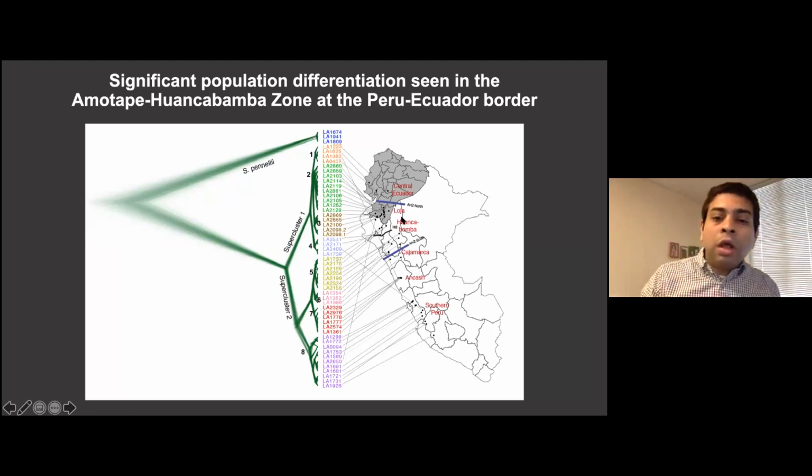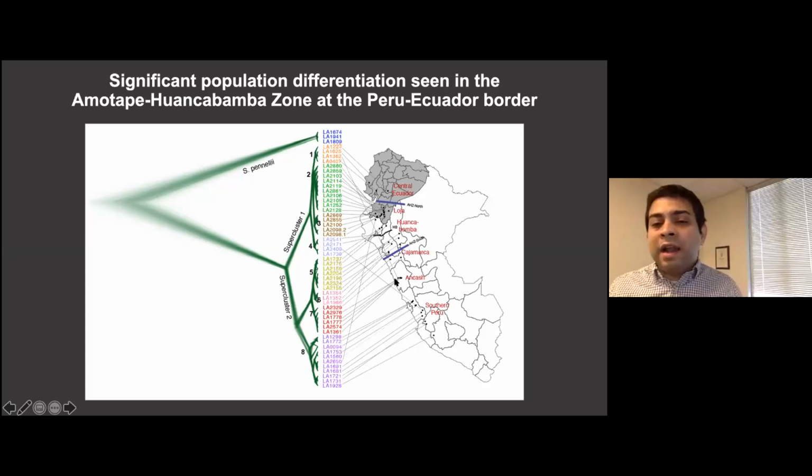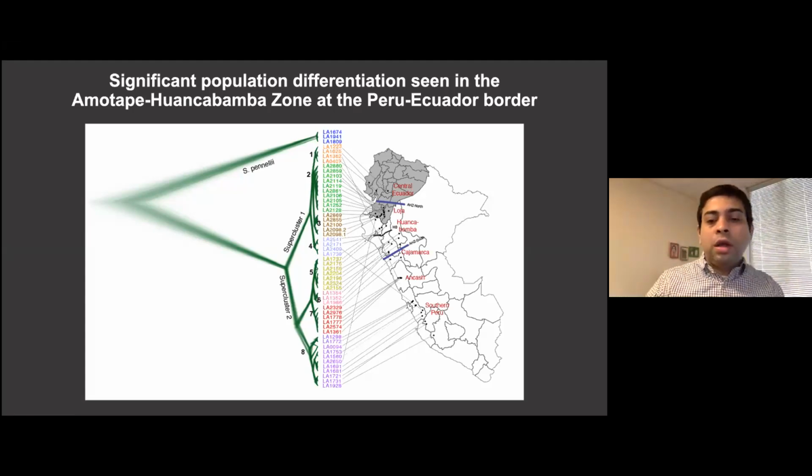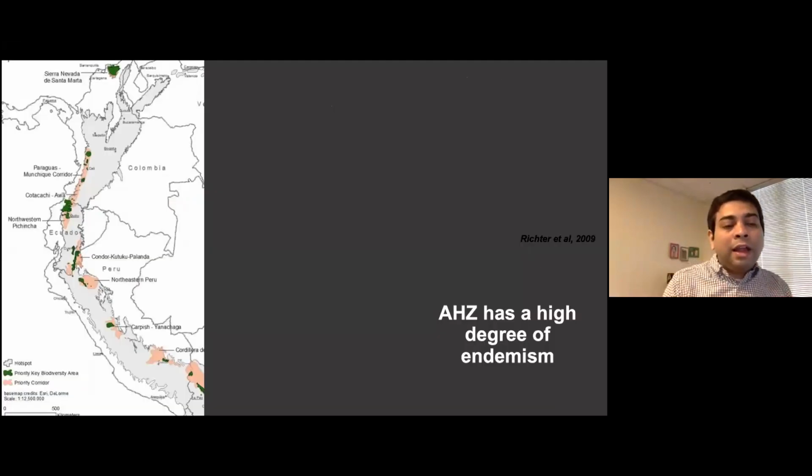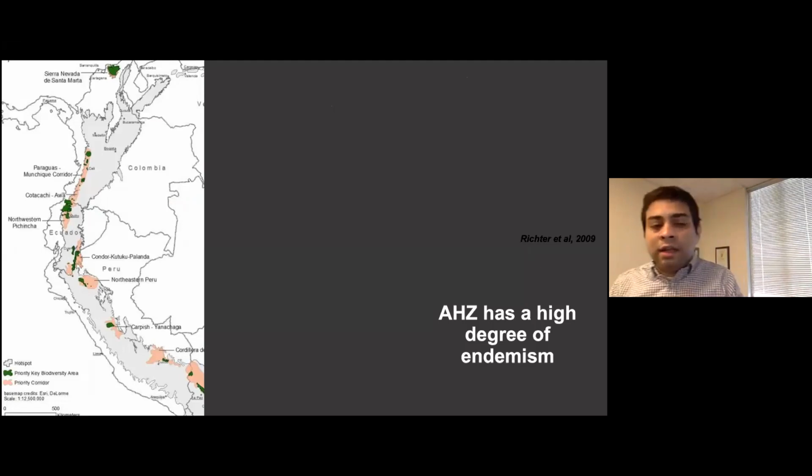And this whole region is called Amotape Huancabamba Zone, and it has created a lot of variation. So you see there are only 2 main clusters completely south of the AHZ, but there are 6 clusters within the AHZ and to the north. So something happened in the AHZ which led to generation of these many clusters. So looking at AHZ, it's really a fascinating region.